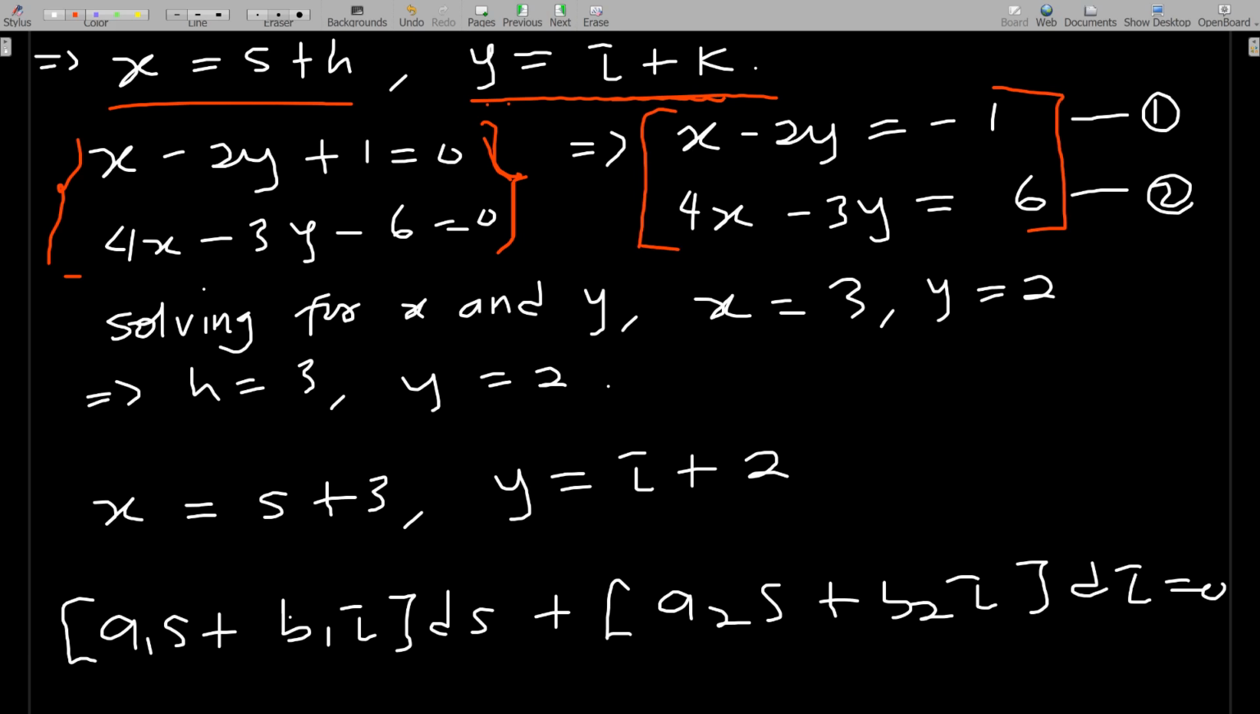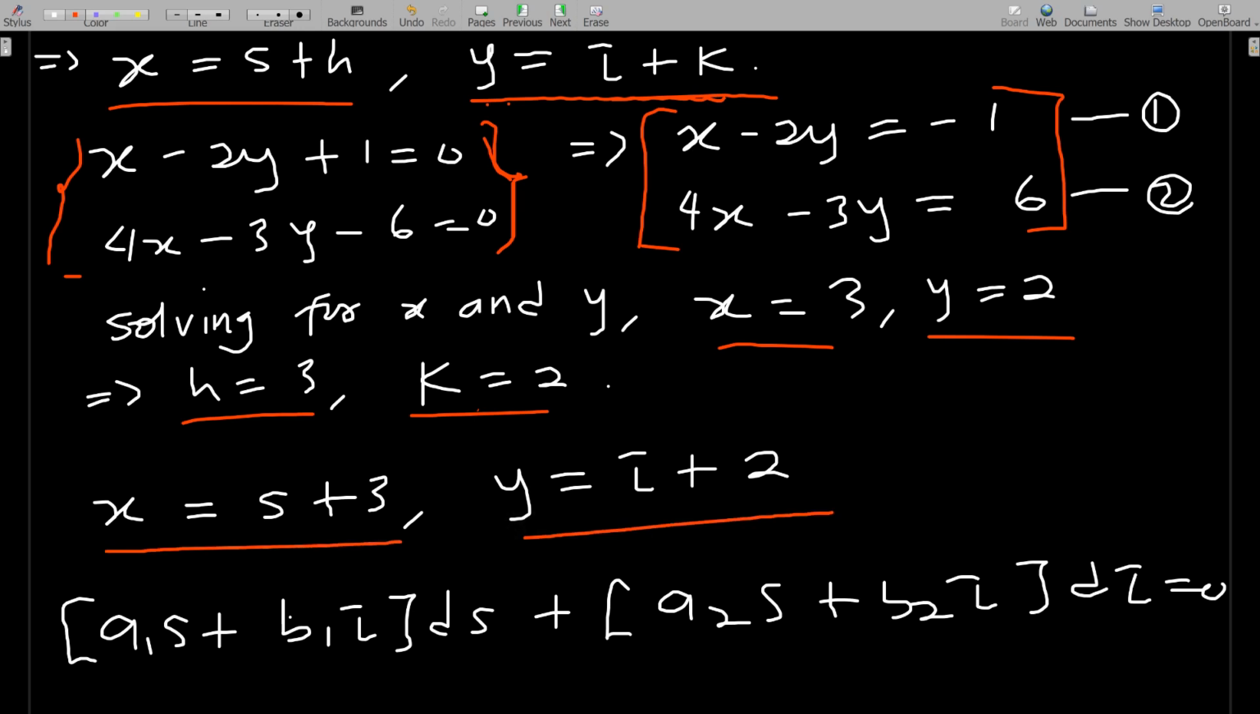You can use a calculator, or any method that you know for solving simultaneous equations. After solving, you realize that x is equal to 3, y equals 2. This implies that our h is equal to 3 and our k is equal to 2. So here is supposed to be k. Now with this, my x should transform to capital S plus h, meaning my h is 3, so I'll put it here, and my y is also equal to this.